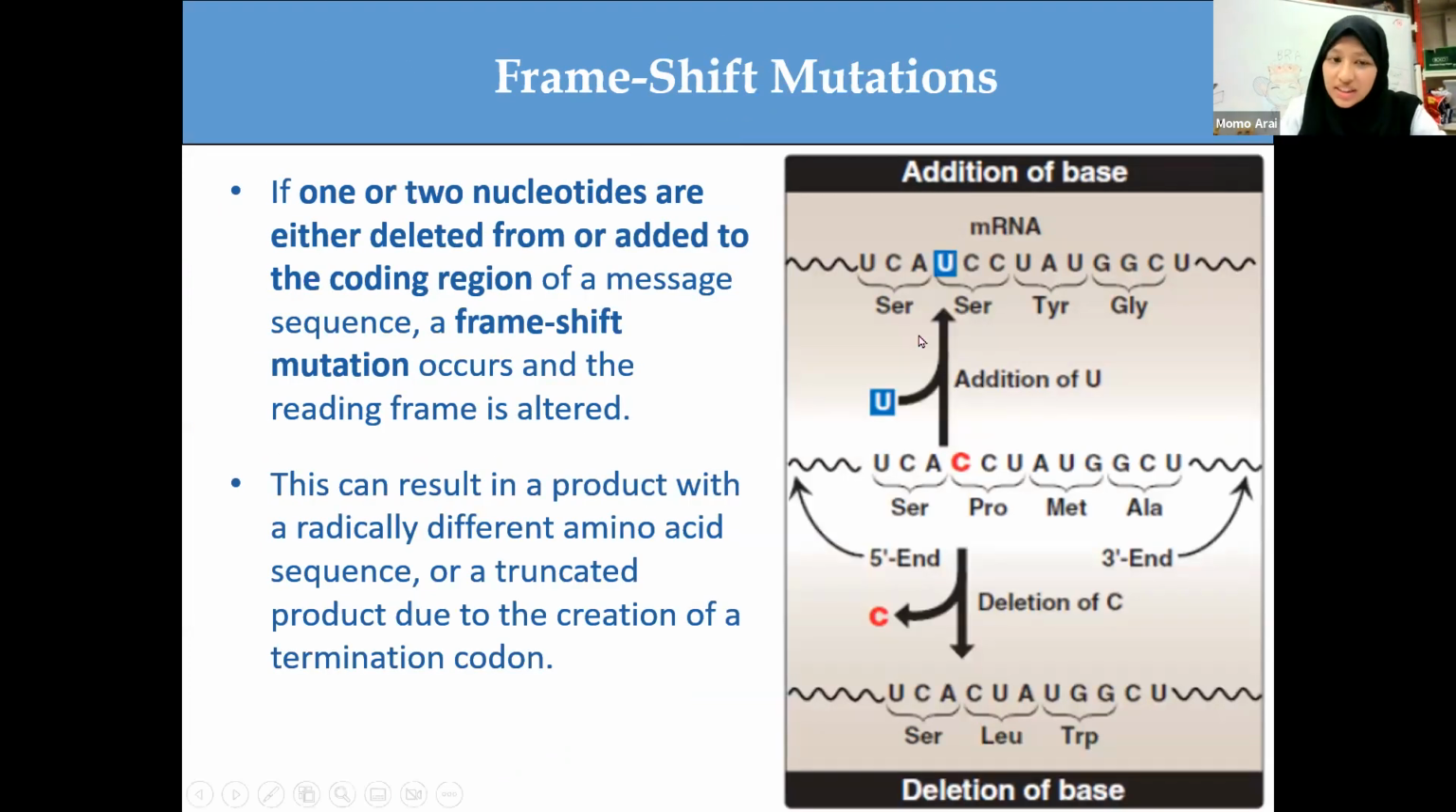So frame shift mutations. Can you tell me if you got point mutations? Point mutations is when there's one change in one base, okay? Frame shift mutations is when you have new bases added. So you have either 1 or 2 bases added or 1 or 2 bases deleted from the whole sequence. This deletion or addition shifts the sequence, and every 3 bases read for an amino acid that's different from the original sequence. Did you get that?